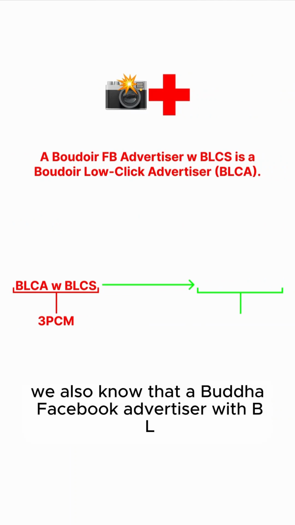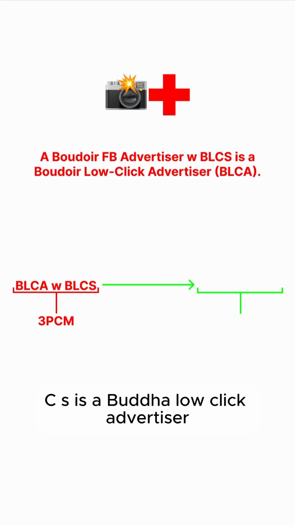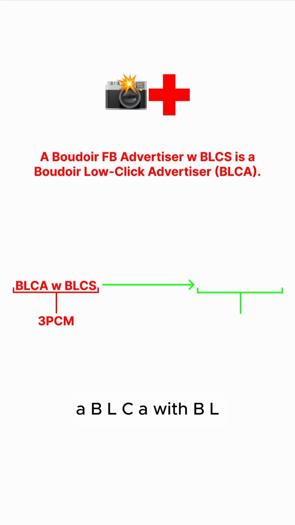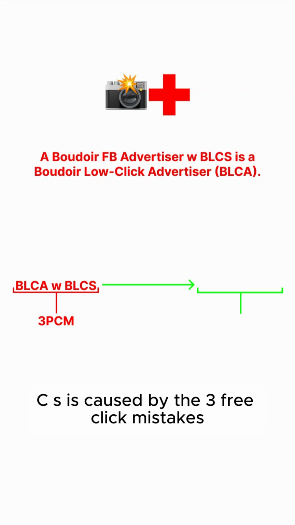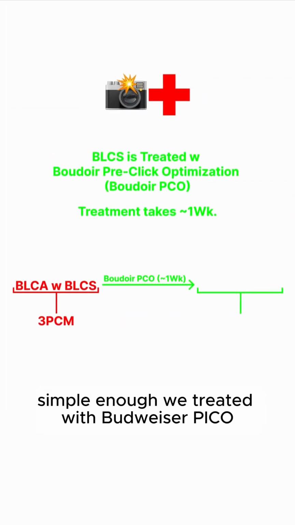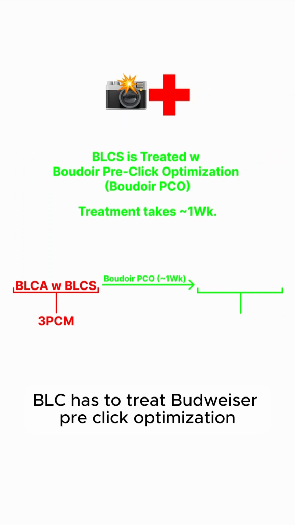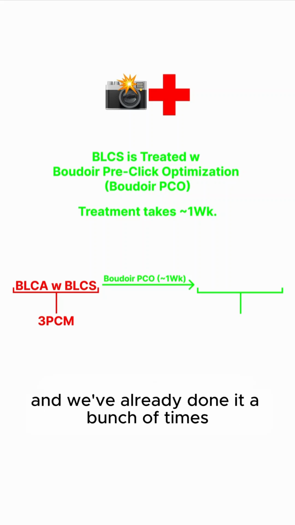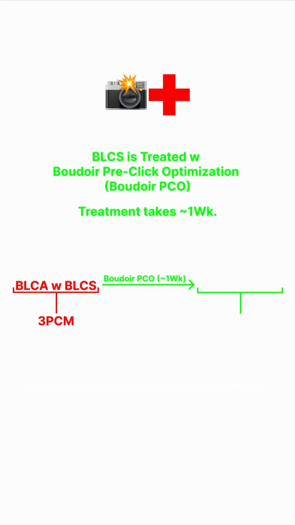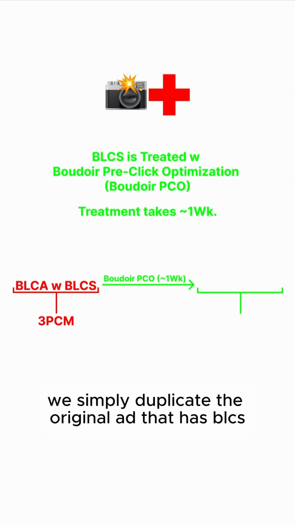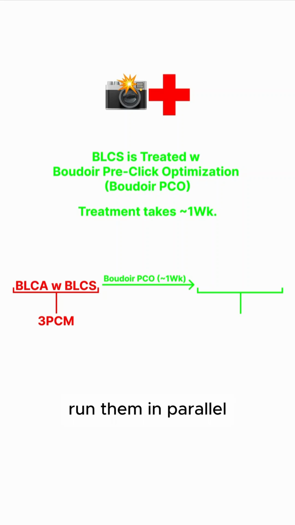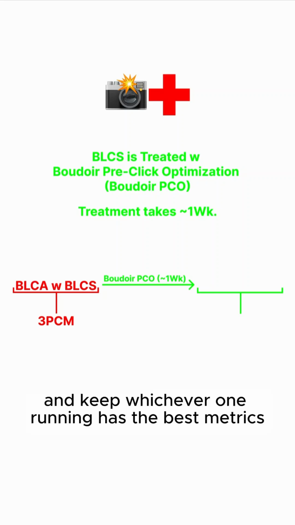We also know that a Boudoir Facebook advertiser with BLCS is a Boudoir low-click advertiser, or BLCA. So we got our universe taking shape here. A BLCA with BLCS is caused by the 3 pre-click mistakes. Simple enough, we treat it with Boudoir Pico. BLCS is treated with Boudoir pre-click optimization, aka Boudoir Pico. Treatment takes about a week. We know this because we invented it, and we've already done it a bunch of times. We simply duplicate the original ad that has BLCS, and we treat the duplicated one with Boudoir Pico, run them in parallel, and keep whichever one running has the best metrics.